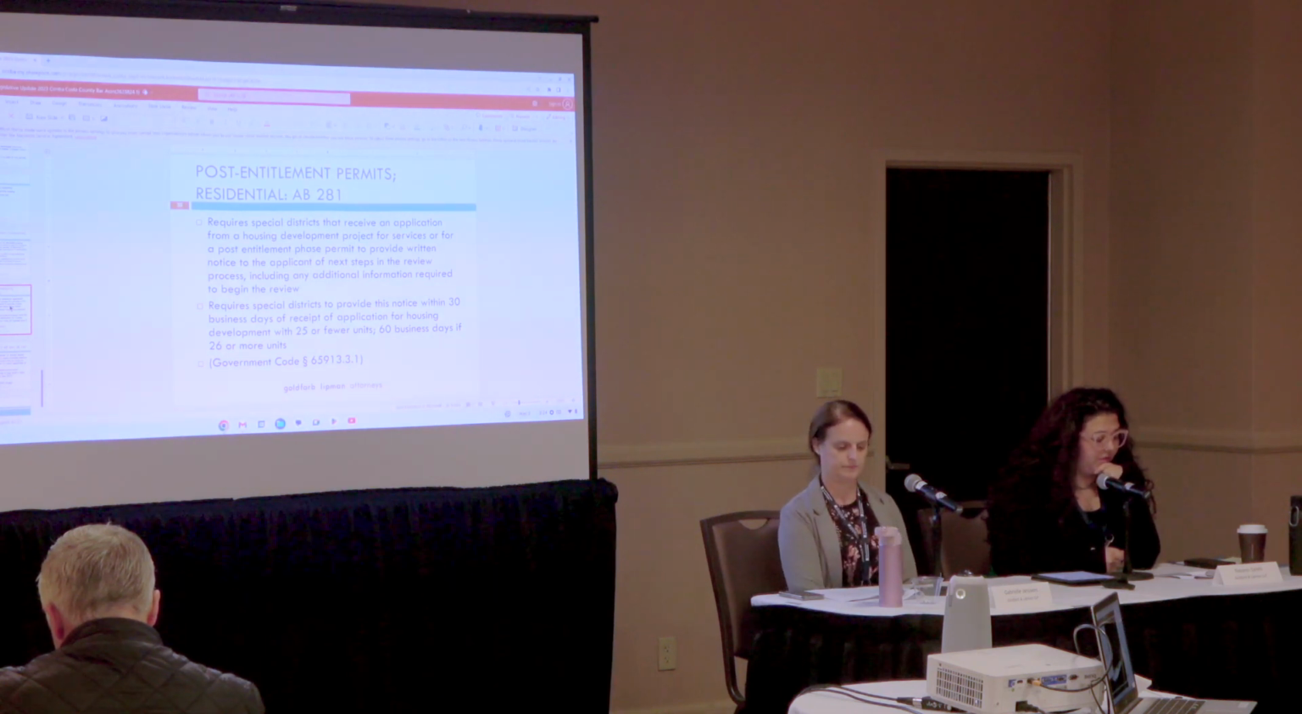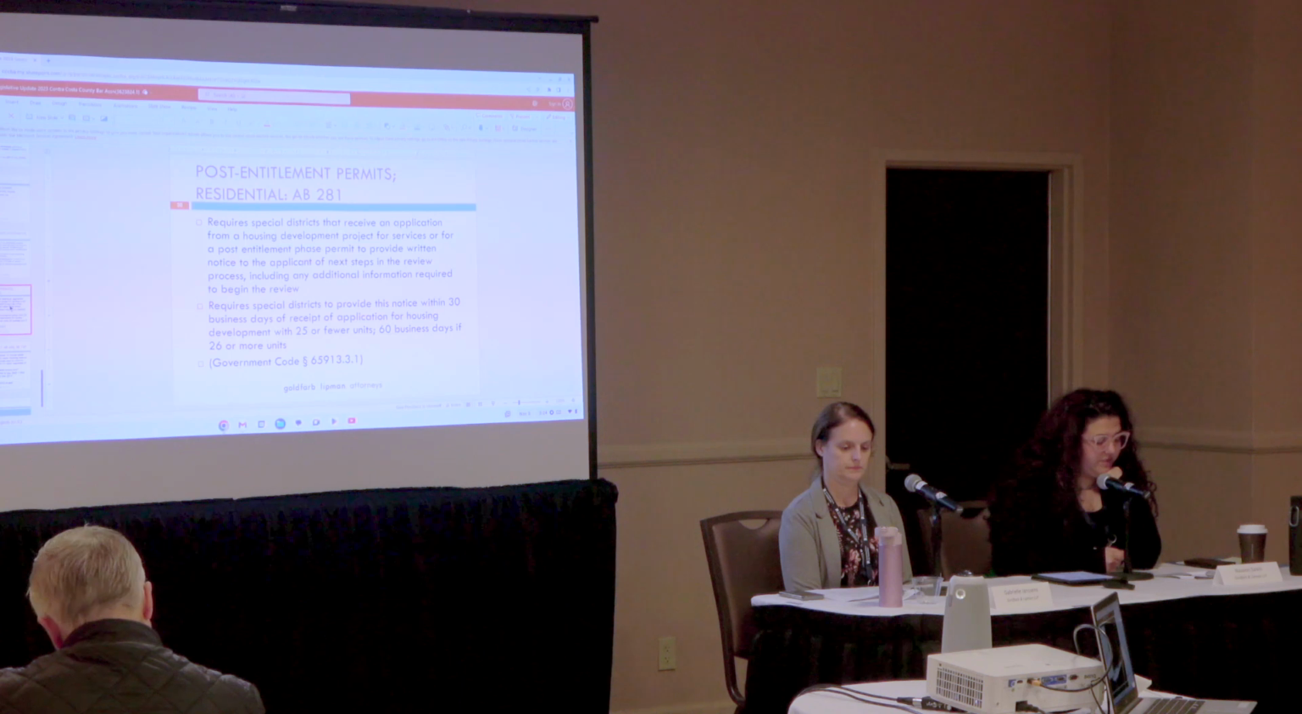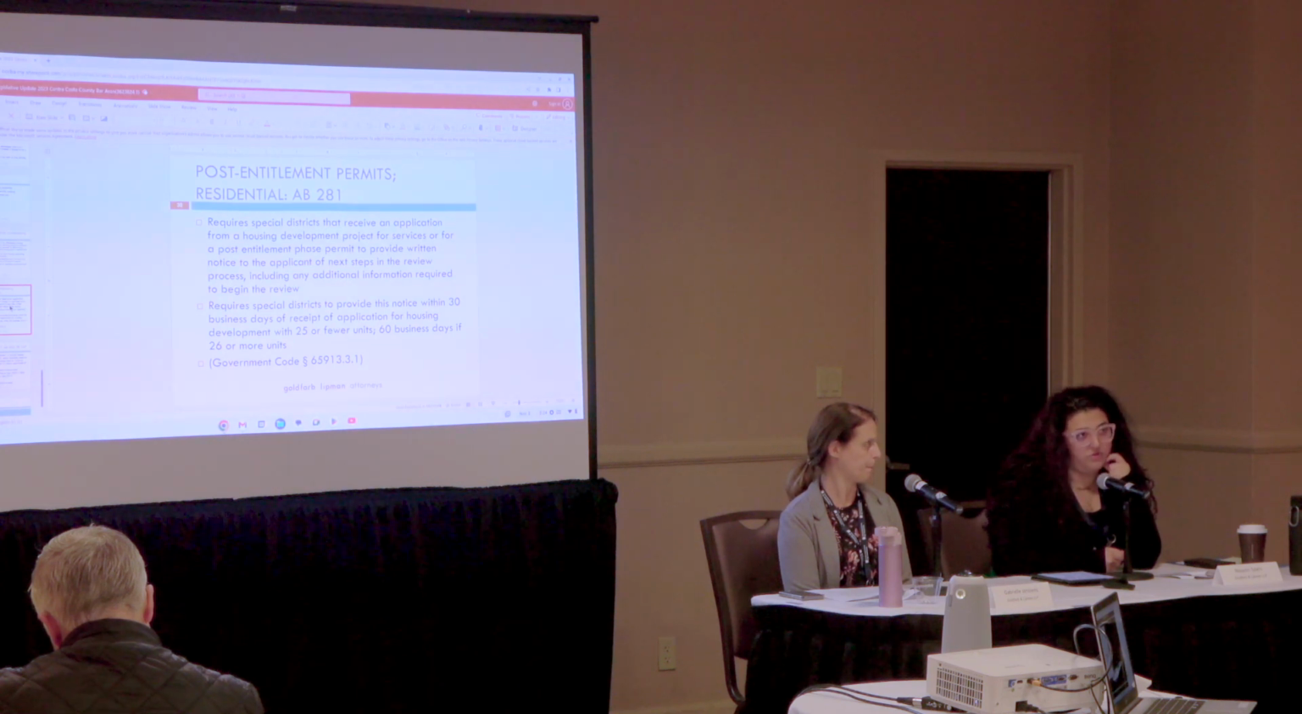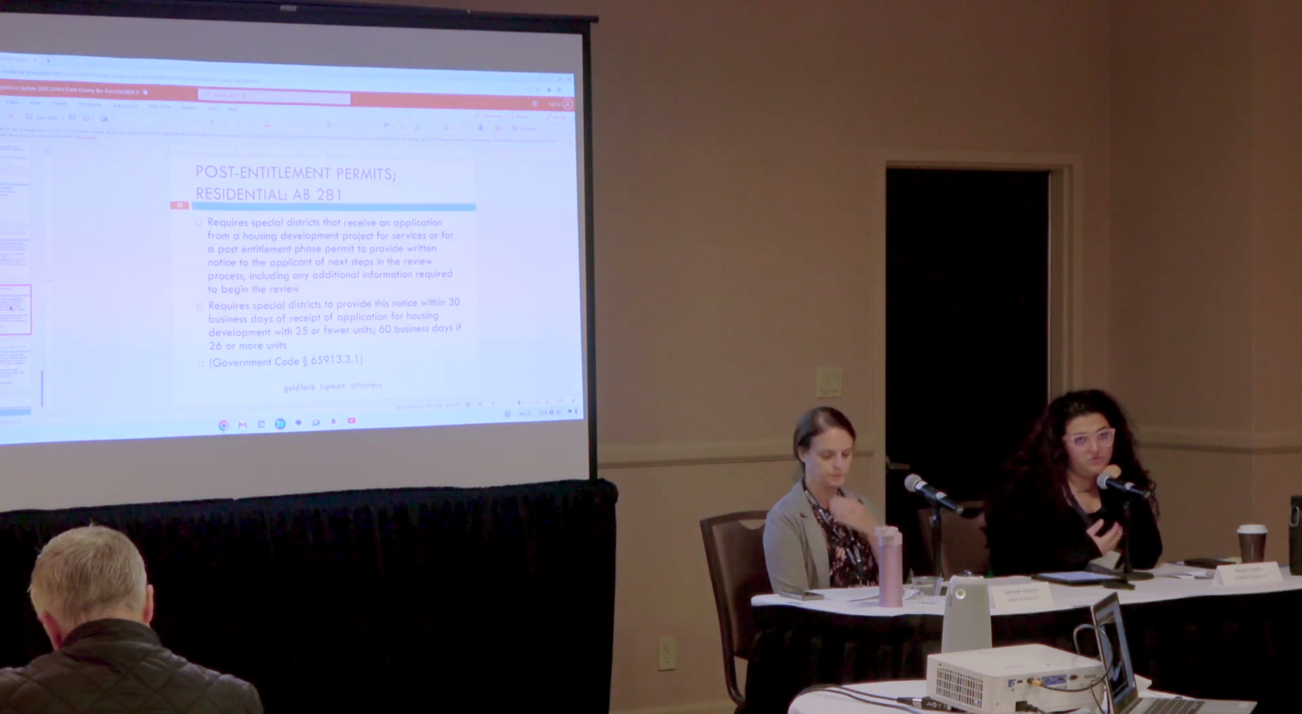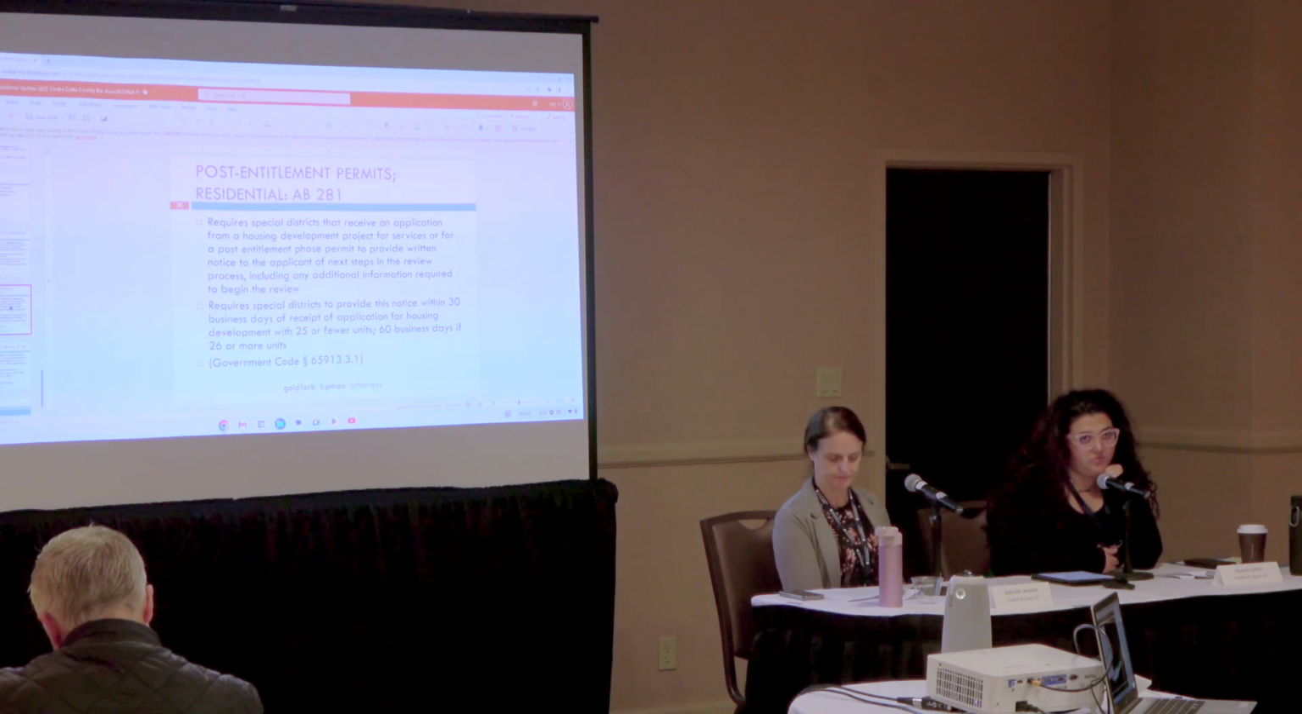So this basically requires that special districts that receive an application for a housing development project for services or for a permit provide written notice to the applicant of the next steps in the review process within 30 business days of receipt of the application for housing development with 25 or fewer units, and 60 business days if 26 or more units. So it requires those special districts to process these applications more quickly and more in line with what the local agencies have to do.